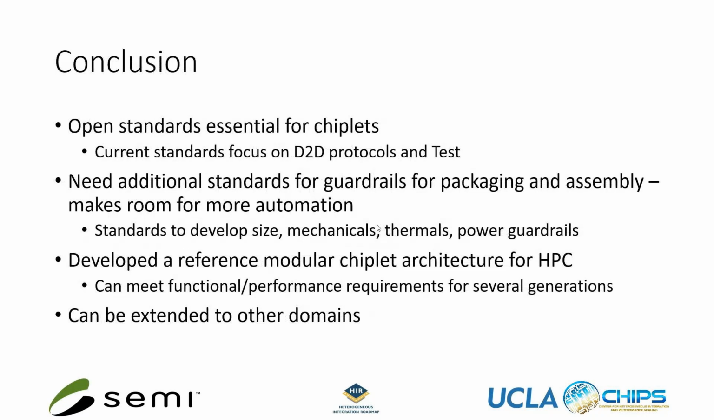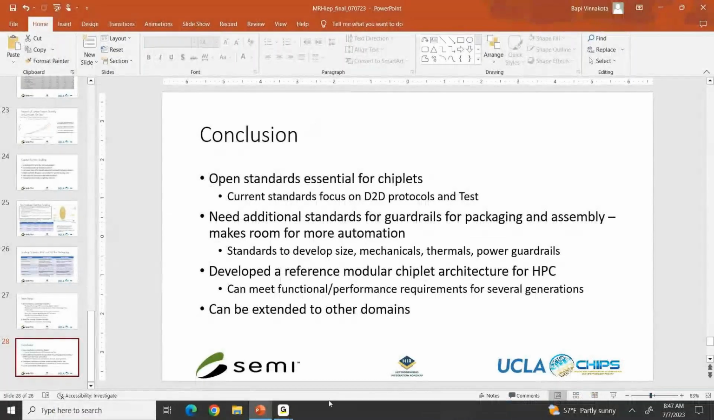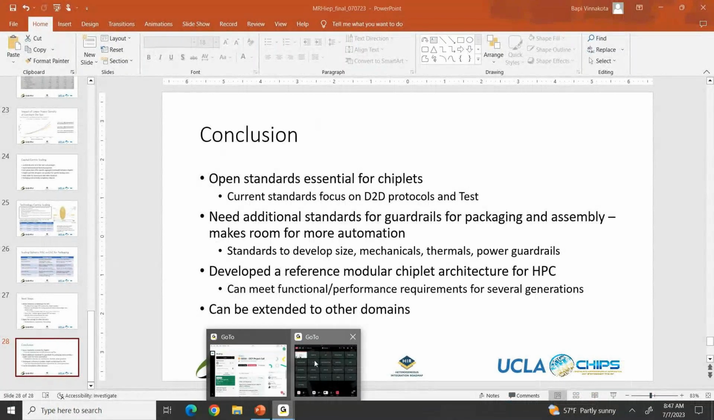So in terms of open standards, as with anything else, I think it's essential for chiplets. What we attempted to do was generate guardrails for packaging and assembly, so that you can make room for automation. Thanks to some excellent contributions from the members of the working group, I think we have a fairly decent reference modular chiplet architecture proposal, which we hope to extend to other domains. That's basically it. Any questions, thoughts?